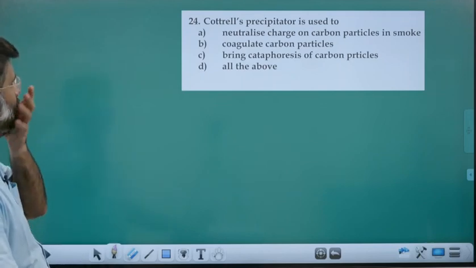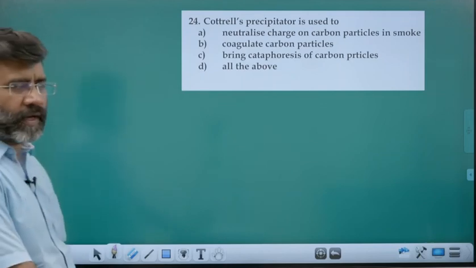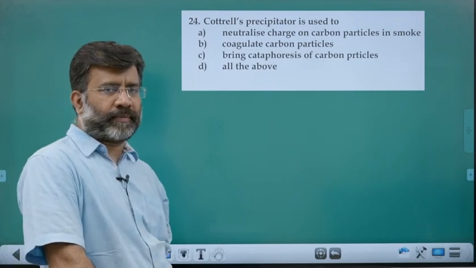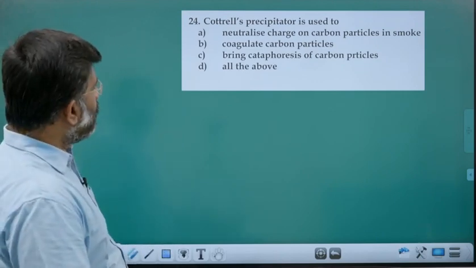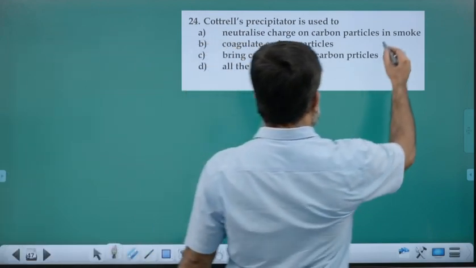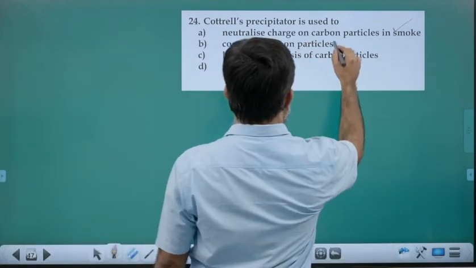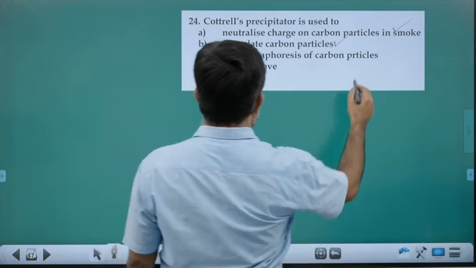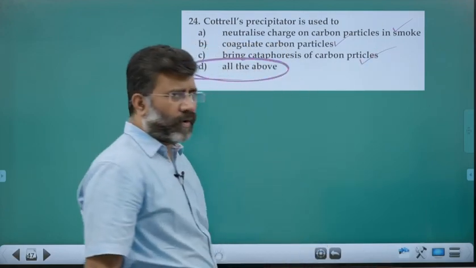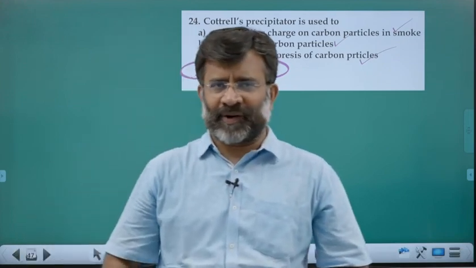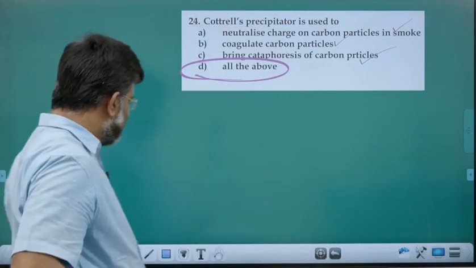Cottrell precipitator is used as an electrostatic precipitator, a smoke precipitator. Option A, true statement. Option B, true statement. Option C, true statement. Answer is option D. All are true statements only. Okay, next.